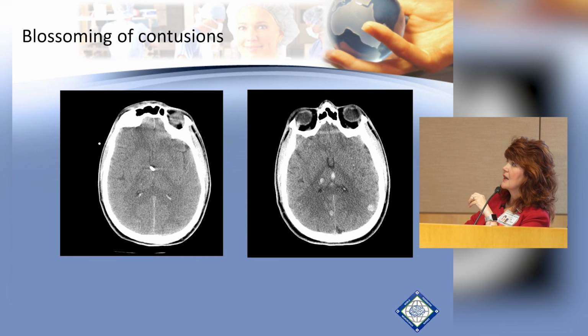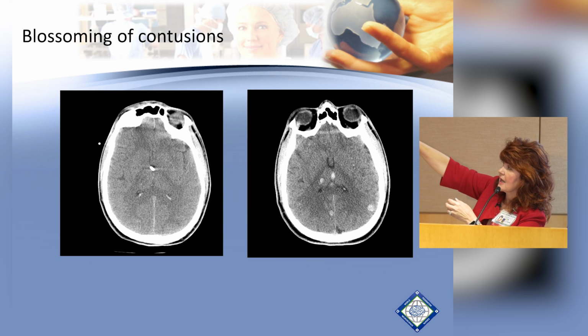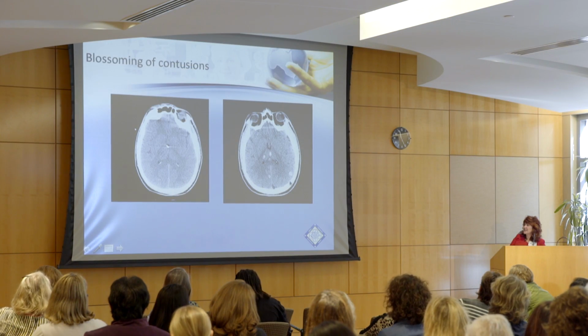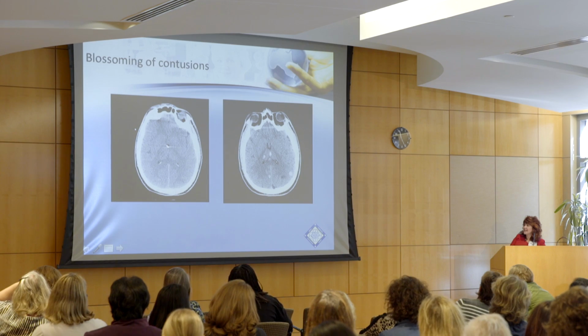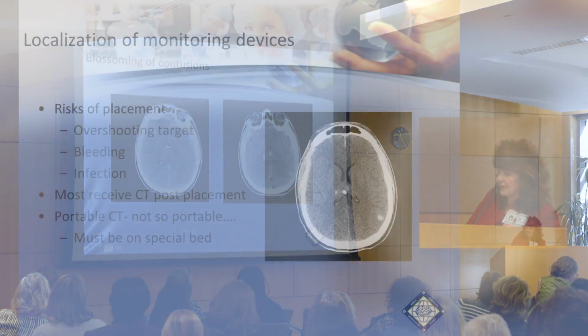And this just shows blossoming of contusions. This is a patient that came in, and you can see the very, very few findings on the initial scan, and then you can see as the time goes by, there's actually more of the bleeding. So here and here and here, that's all blood. You guys see that? And over here, that's all bleeding in the brain from trauma.